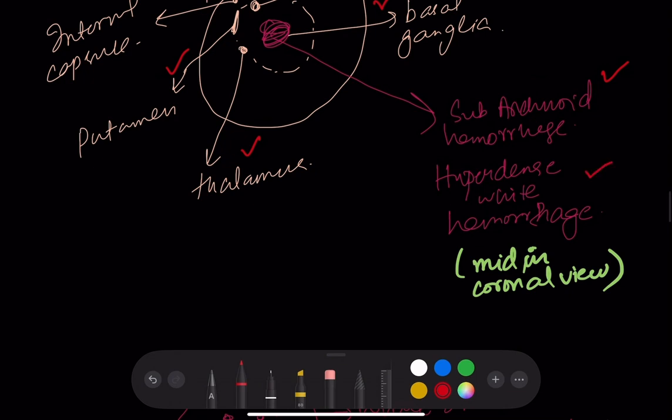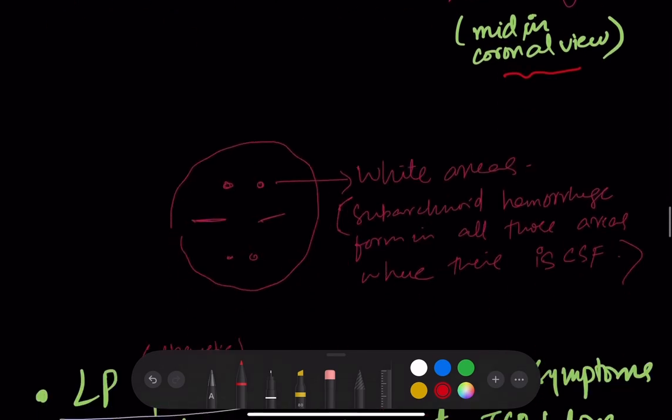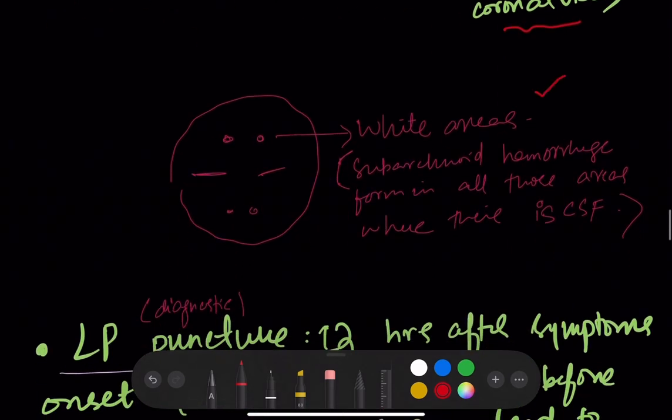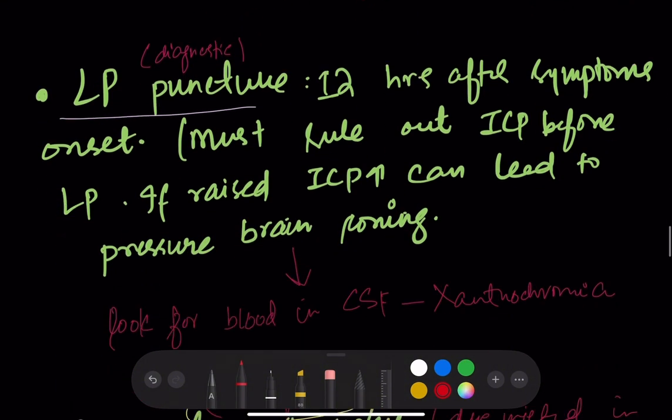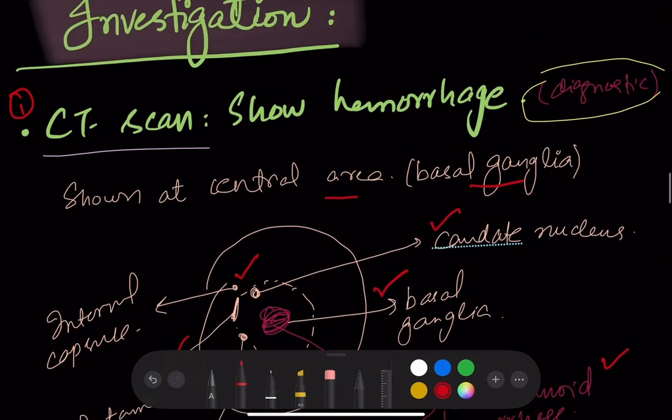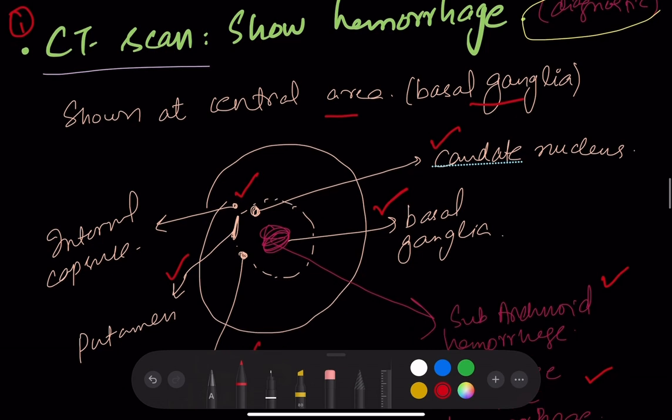shown on the CT scan, which is made in the coronal view. These are the white areas. Subarachnoid hemorrhage forms in all those areas where there is CSF. So the diagnostic test is CT scan. This is the general picture. These are the anatomical regions of the brain.